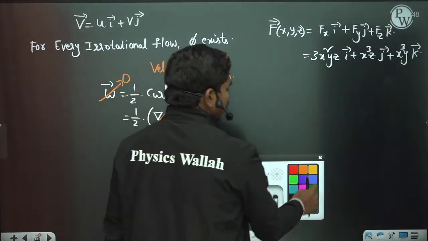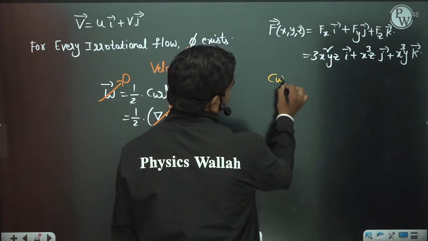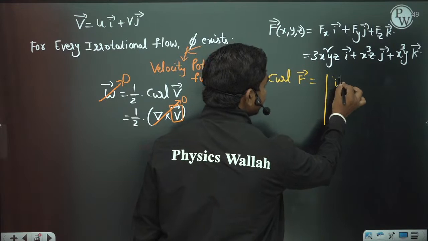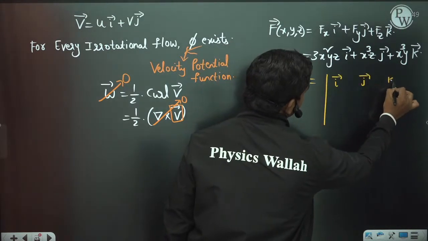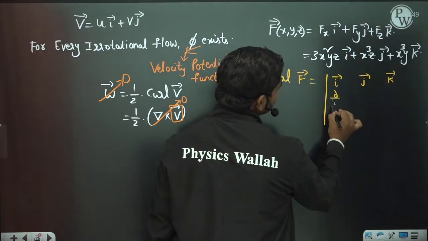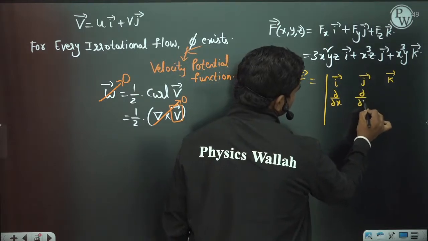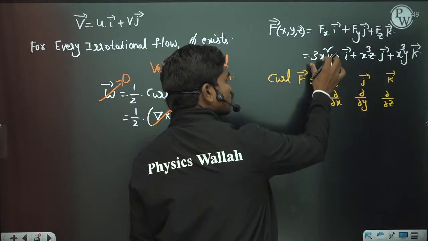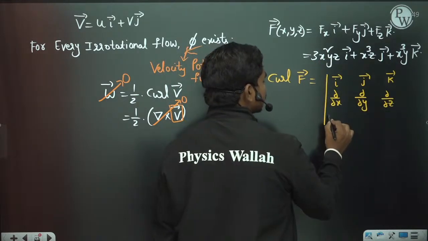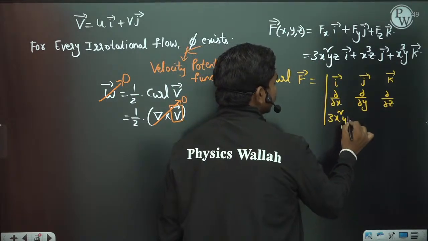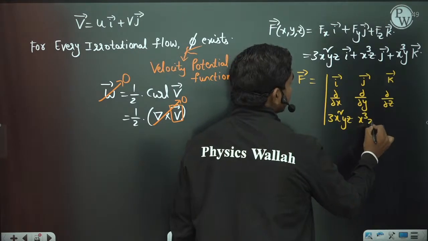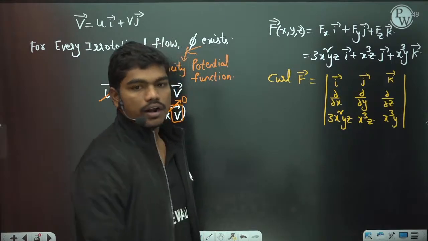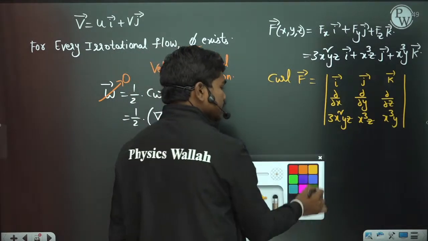Now if you calculate the curl of f bar, what will you get? The determinant with i, j, k, dou by dou x, dou by dou y, dou by dou z, and u, v, w, meaning the components fx, fy, and fz: 3x square yz, x cube z, x cube y. So this is one curl. If you calculate this value, you will see what you get.